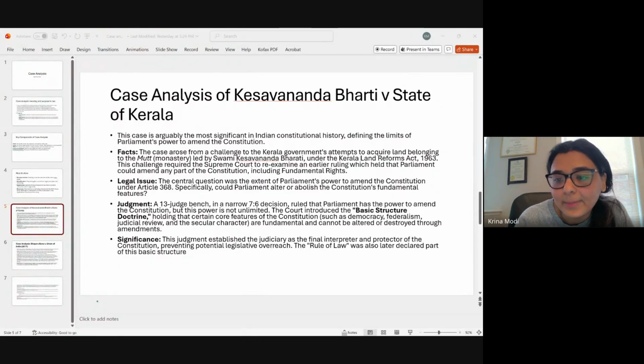So Parliament does not have the right to alter the basic structure of the Constitution, but the judiciary does. This was an important case where the basic structure doctrine came into the picture, where the rule of law was also later declared as part of the basic structure.